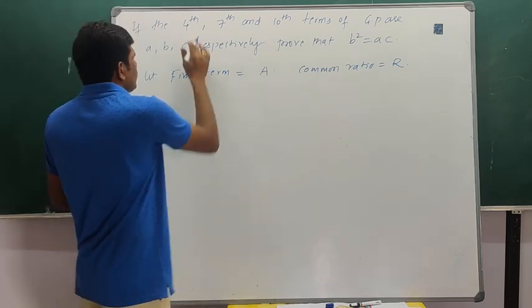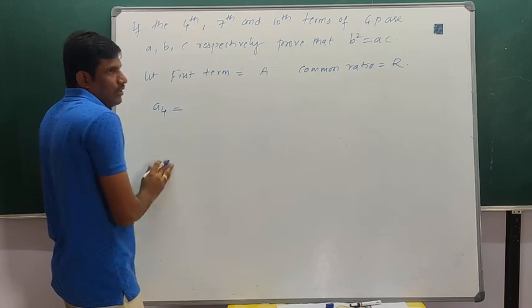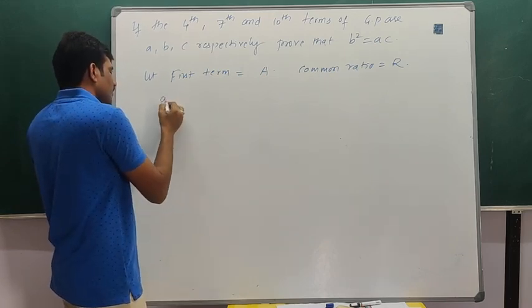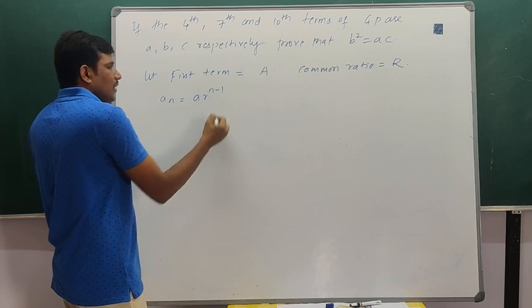Right? So what is here? Fourth term. So A4. What is n? First I will write nth term. A n, what is A n? It is AR raised to n minus 1.